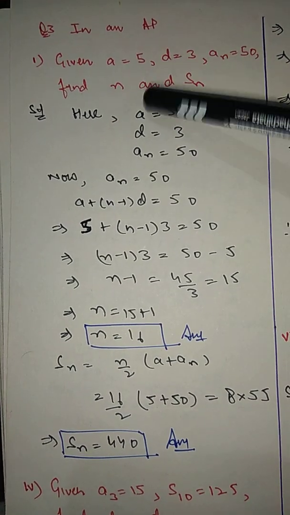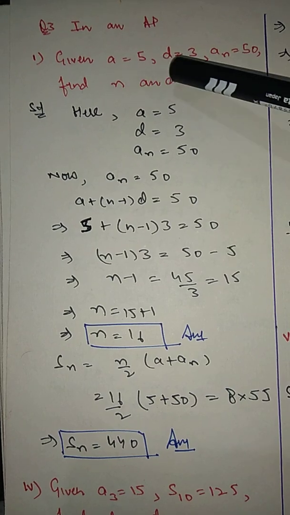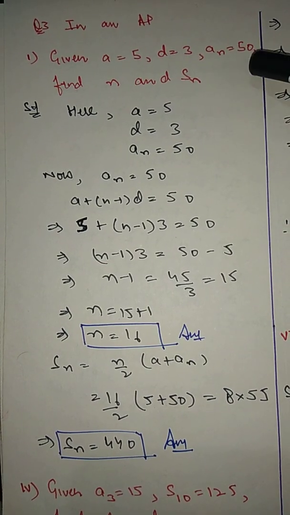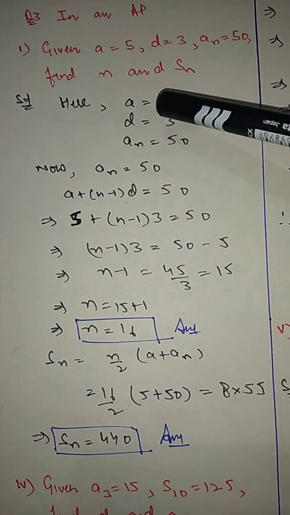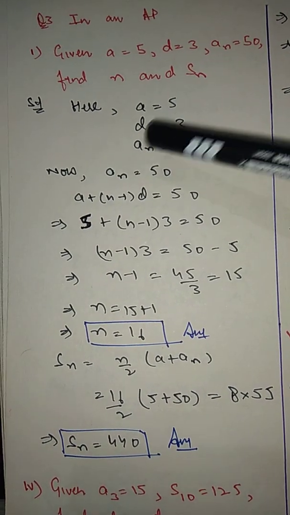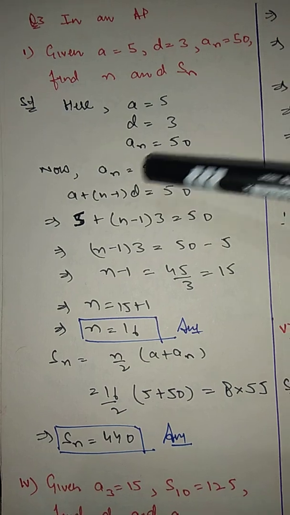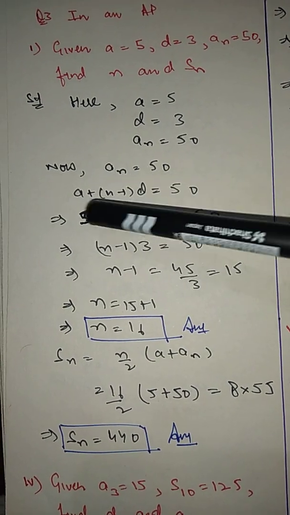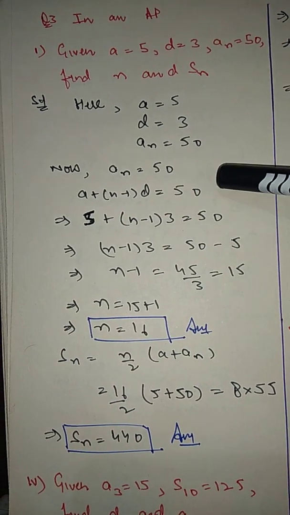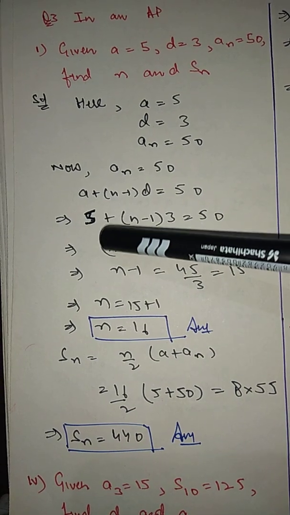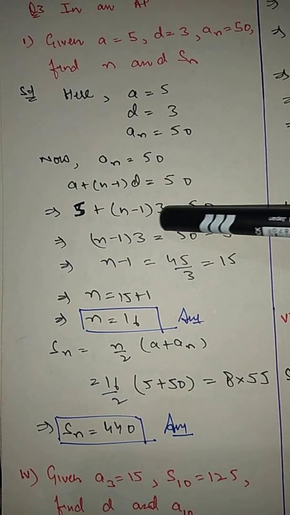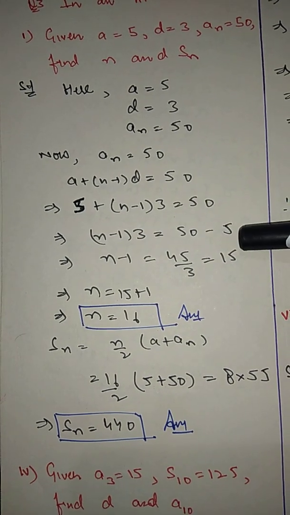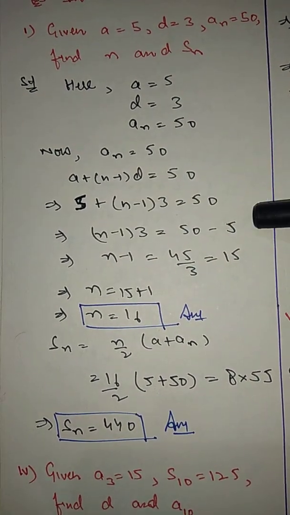In part number 1 we are given that a is equal to 5, d is equal to 3, an is equal to 50. We have to find n and Sn. So here a is equal to 5, d is equal to 3, an is equal to 50. By using the formula an is equal to a plus n minus 1 into d is equal to 50, we can use a as 5, d as 3, then n minus 1 into 3 is equal to 50 minus 5 after transposing 5 to the RHS.